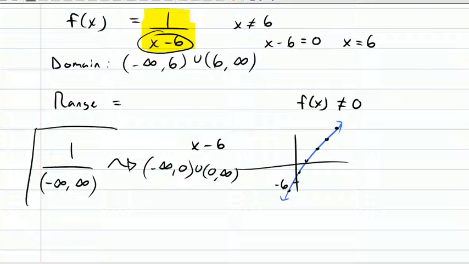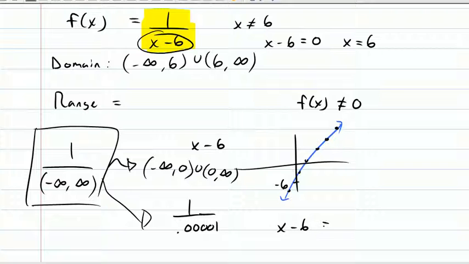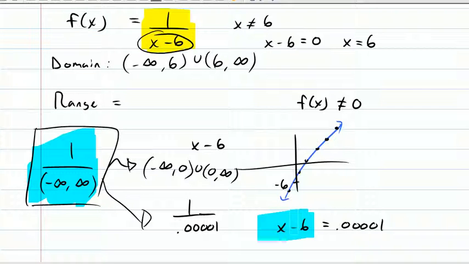If you want this fraction to be really large, you just make sure that in the denominator you have something really close to 0, like 1 divided by 0.00001. Well, you've got the ability to make x minus 6 equal to 0.00001. So that's what I'm trying to say. This fraction can be as large as we want it to be, right? Because you have control over x minus 6. You can make it infinitely small. You can make it 0.0000001.